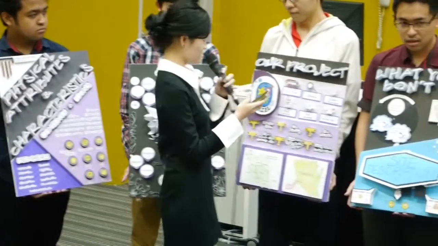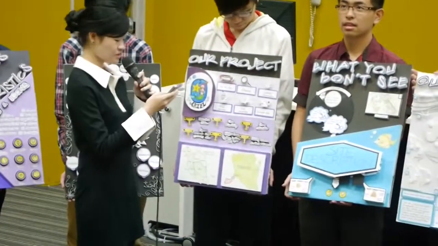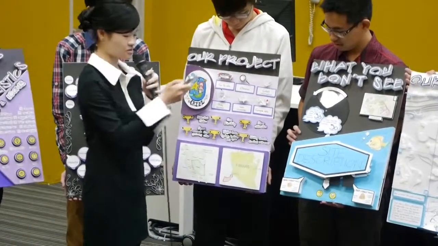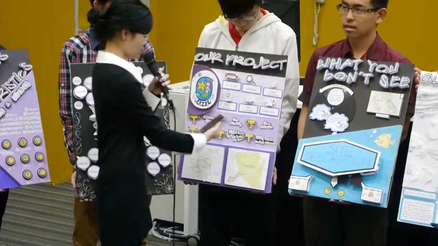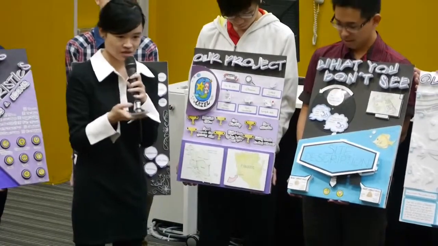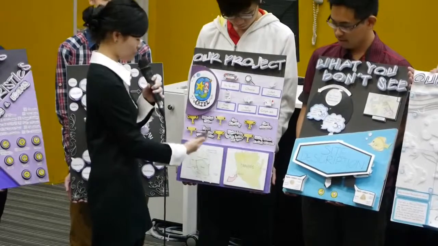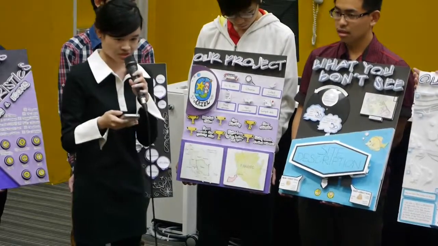The third board is titled Our Project, and it's a depiction of the steps that we've taken in order to complete our project requirements, as well as a list of goals and objectives that we've hoped to achieve. It also includes a map about the location that we've conducted our study in.